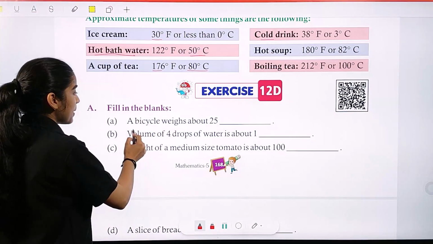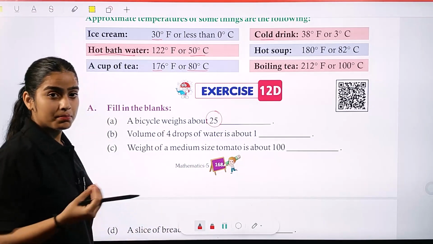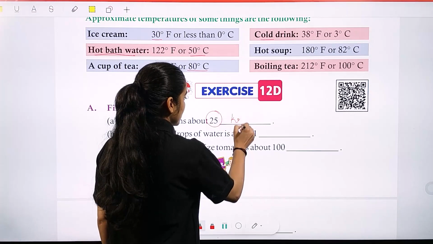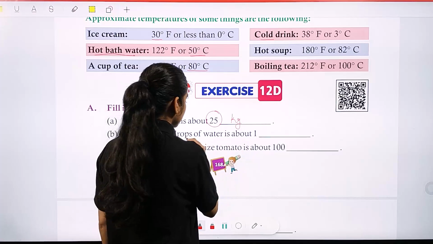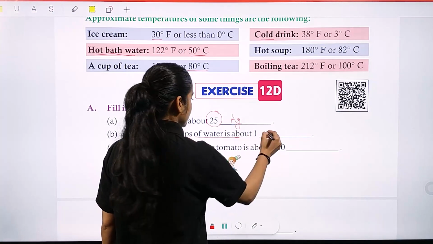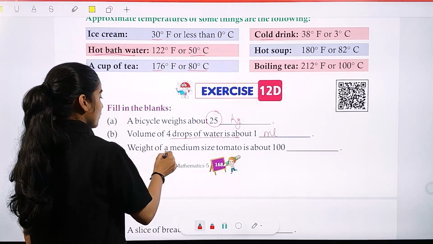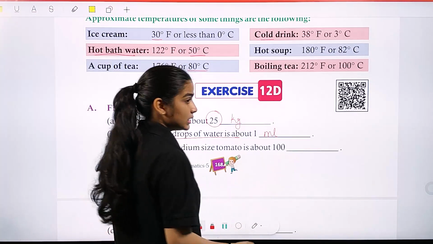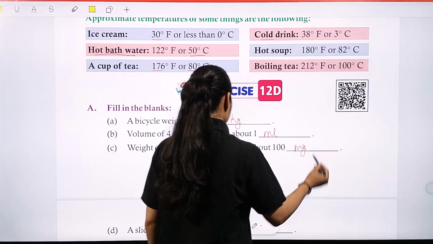Filling the blanks. A bicycle weighs about 25. What 25? बाइसाइकिल का वेट हम किस में मेजर करेंगे? ऑब्वियसली केजी में. Now volume of 4 drops of water is about 1 ml. Okay. Weight of a medium sized tomato, it's about 100 gram, not 100 milligram. Small है ना, that's why.